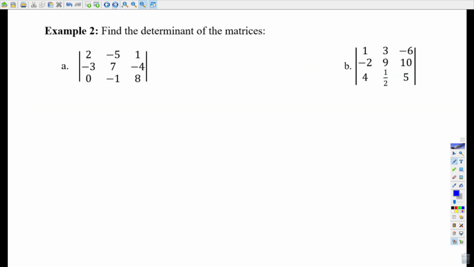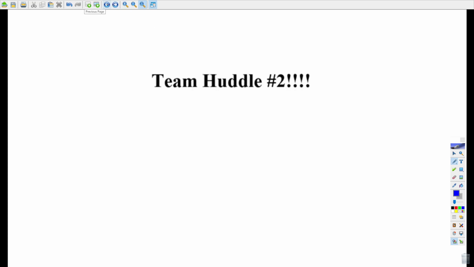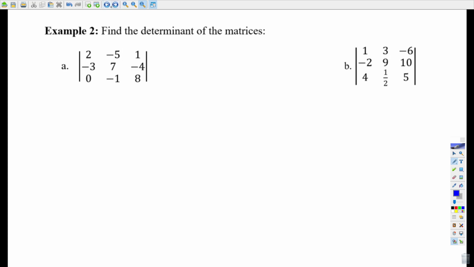So we're going to try one. There's actually quite a few to do, but I'm not going to do all of them with you. And just use a calculator. That's the best thing to do. Use a calculator and put it all in and do it all at once. So I'm going to immediately use a shortcut and write the numbers right beside it. We have 2, -5, 1, -3, 7, -4, and then 0, -1, 8.